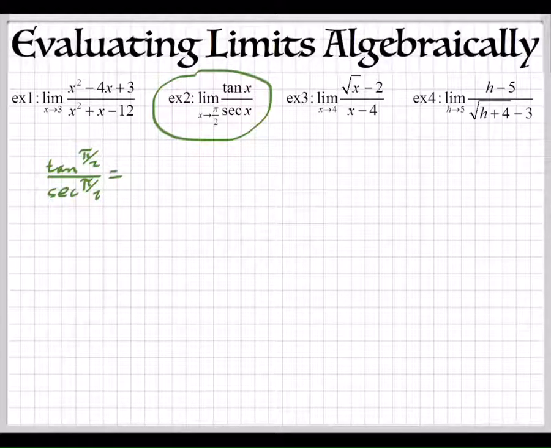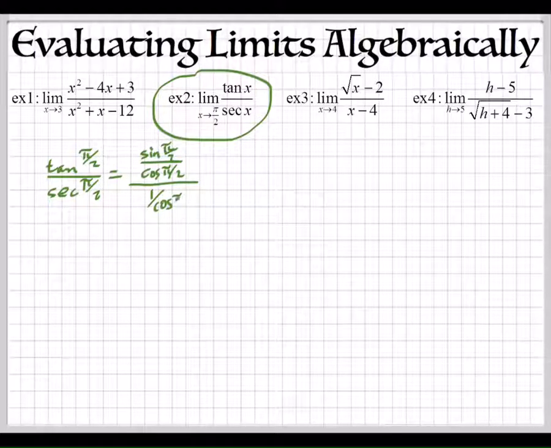So I'm going to go ahead and write tangent as sine over what? Cosine. Yeah, sine over cosine. And then we have, what's secant? That is 1 over cosine. All right, so let's see what we get.